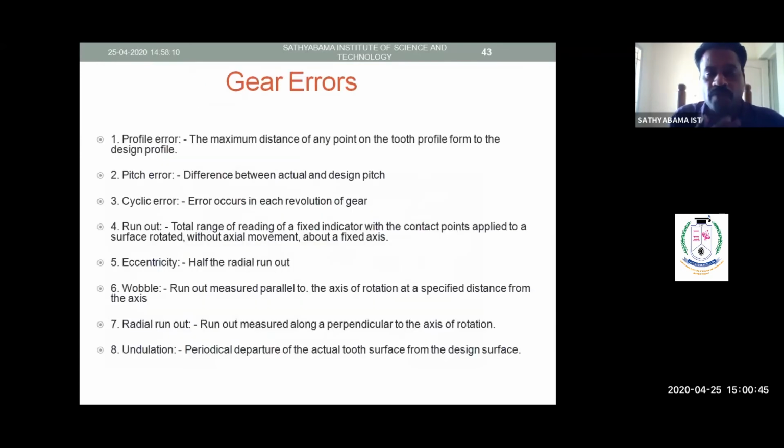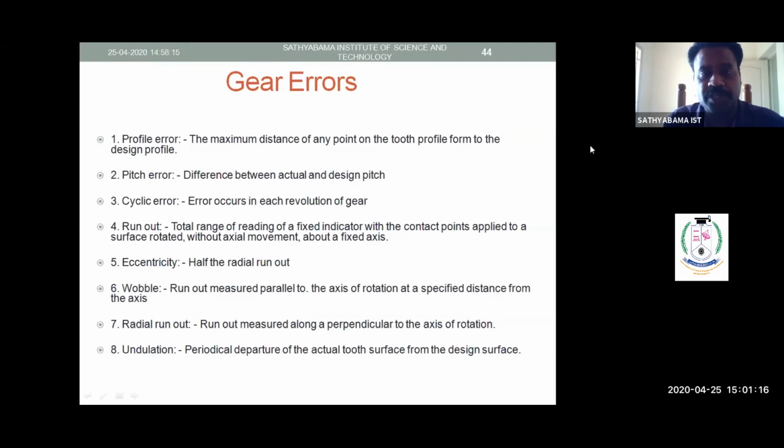So what are the various errors that we can find while taking the measurements? The first one, profile error. Actually, it is the maximum distance of any point on the tooth profile from the design profile. Or pitch error, the difference between the actual and the design pitch. Or cyclic error, which may be due to the revolution of the gear. Or the error may be in the form of runout.